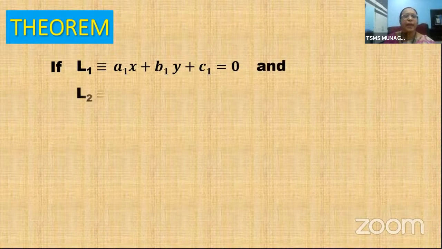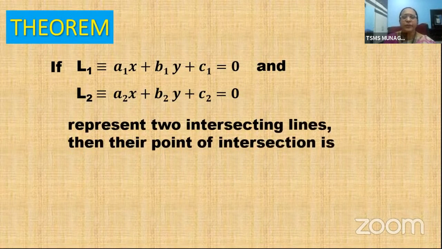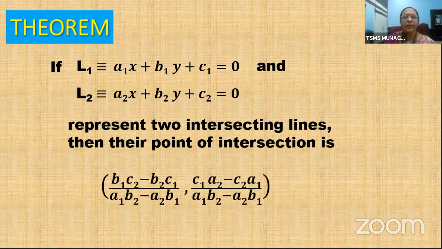Now, how do we get this? So here we go with the theorem, where the theorem says if L1 is a1x plus b1y plus c1 equal to 0, and L2 is a2x plus b2y plus c2 equal to 0, represent two intersecting lines, then their point of intersection is this particular point here: b1c2 minus b2c1 by a1b2 minus a2b1, comma c1a2 minus c2a1 by a1b2 minus a2b1. Now this looks a little cumbersome to you. So let me try to make it easy. So how do we get this? Let us first see the proof. Then you will actually understand how you got the point.